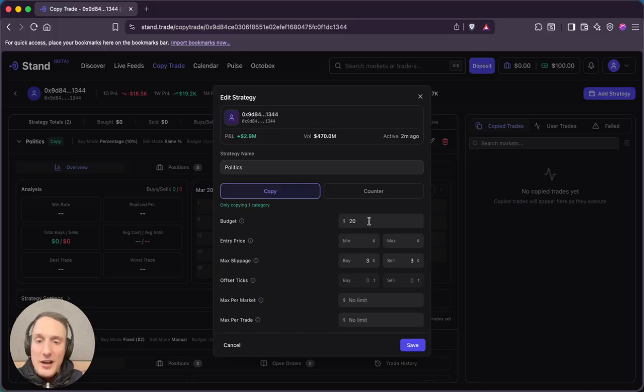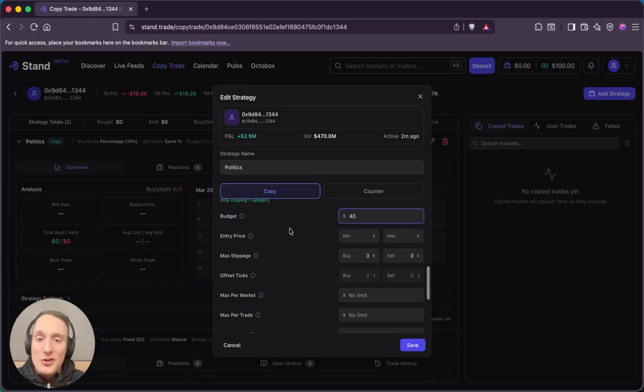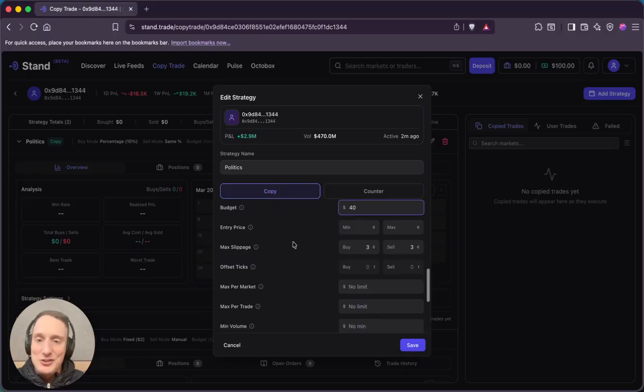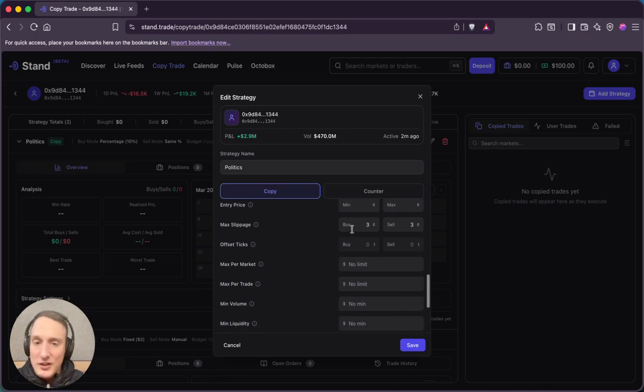As I scroll down, you can obviously set a budget. So I'm going to go ahead and up this to $40. Please note you can't lower your budget once it's already been spent. So just as a heads up. Entry price, that's what price point you want to tail your trader in and out of. So for example, if you want to set that you'll only copy trade them when they buy at 10 cents or at most 50 cents, that gives you that control here.